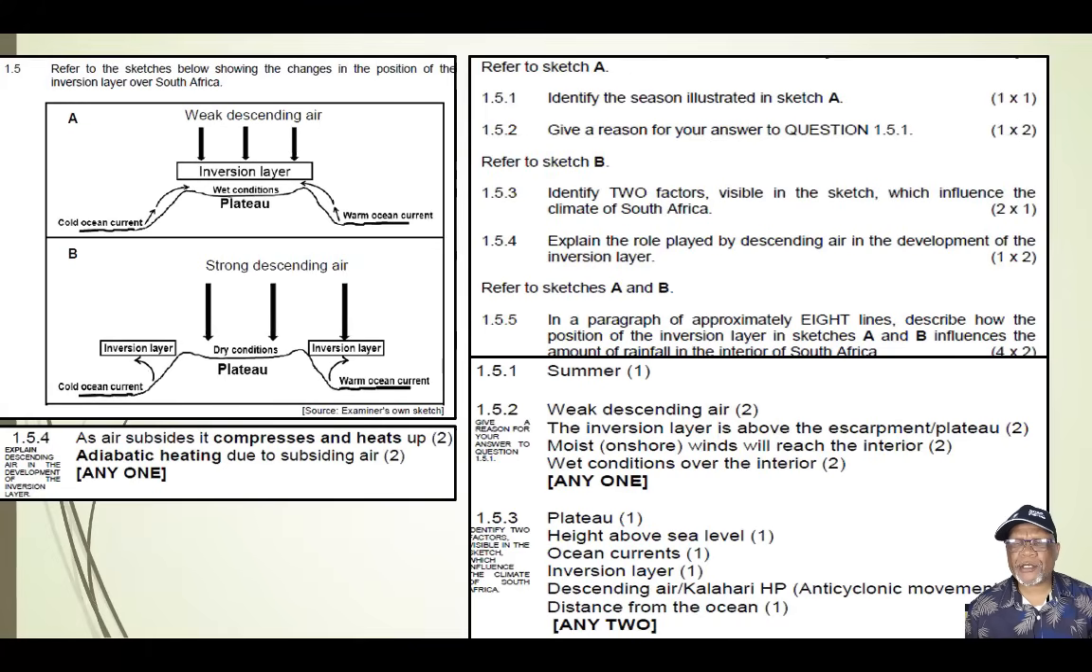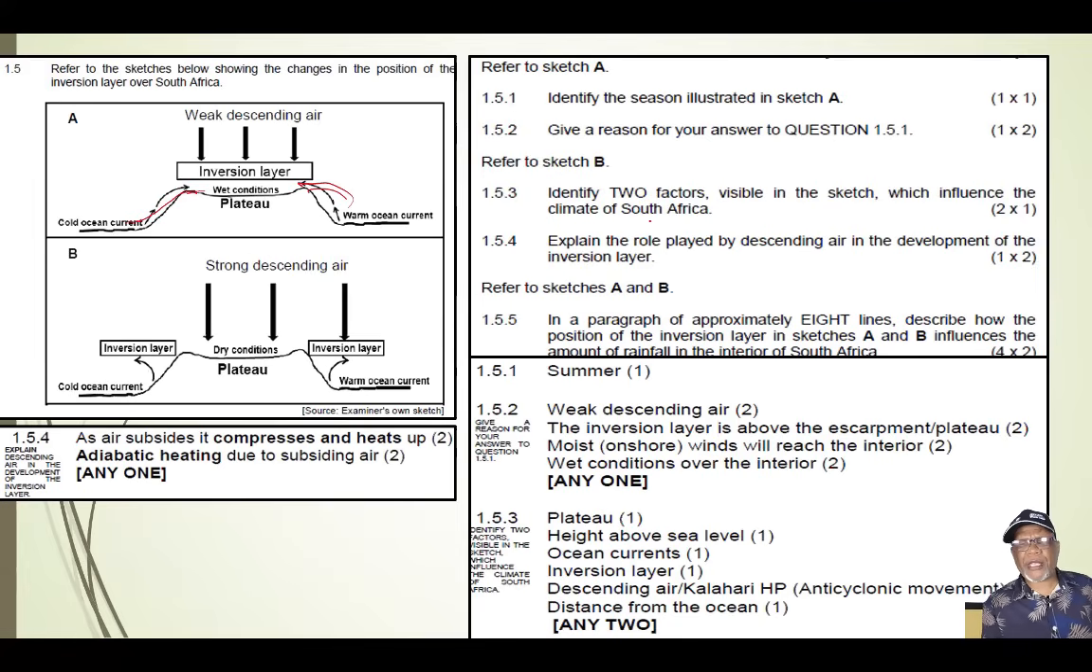Now, here are typical examination questions that you could be asked regarding the influence of these high pressure cells. Identify the season illustrated in sketch A. So sketch A, what do you see? You see the inversion layer being above the escarpment. So this will be summer. Give reason for your answer. It is the inversion layer above the escarpment. You can see weak descending air, moist onshore winds will reach the interior. So you can see warm, moist air reaching the interior, and then wet conditions over the interior. So those are the reasons why we say this is summer.